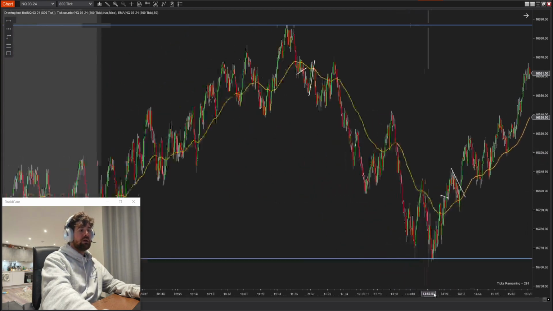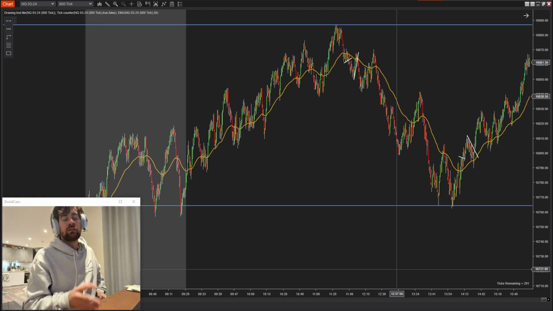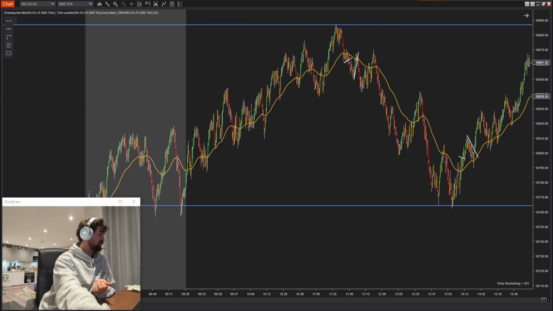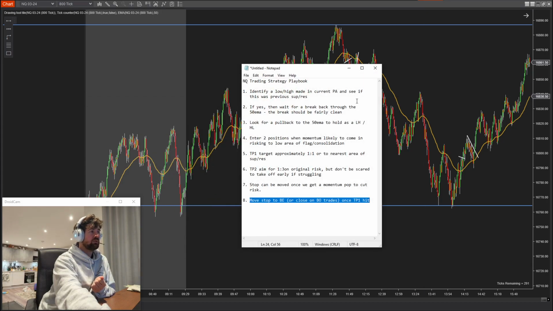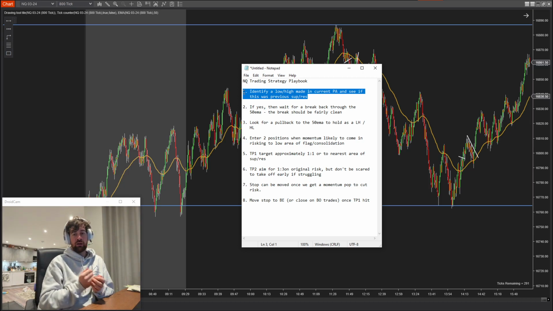So like I said, this strategy, the reason I'm sharing it is I believe that it's an easy to understand and easy to execute strategy. The main compartments of it, if I just bring up the playbook again here, are identifying when you have an edge, which is looking for that high or low in the current price action matching a previous high or low, a double bottom, a head and shoulders pattern, these kind of setups.